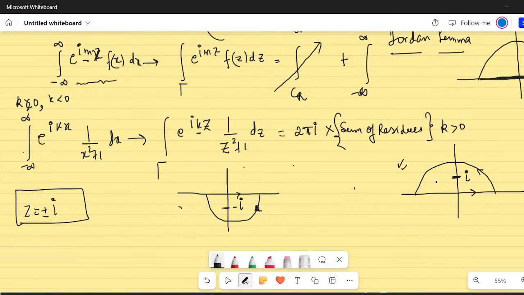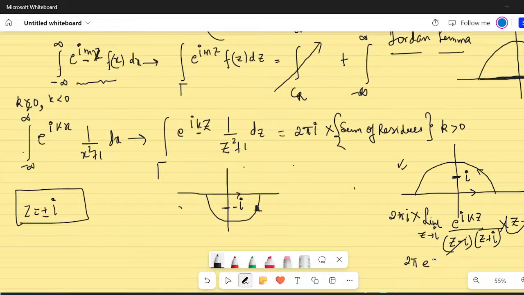Now you see, on the upper half you have this iota. So the integral will be 2 pi iota into the sum of residues. The residue will be the limit z tends to iota of e to the power iota kz divided by z minus iota into z plus iota, and you have again a z minus iota here. So this will get cancelled and you have a 2 iota here. So eventually you'll find 2 pi into e to the power minus k. This is for all k greater than 0.